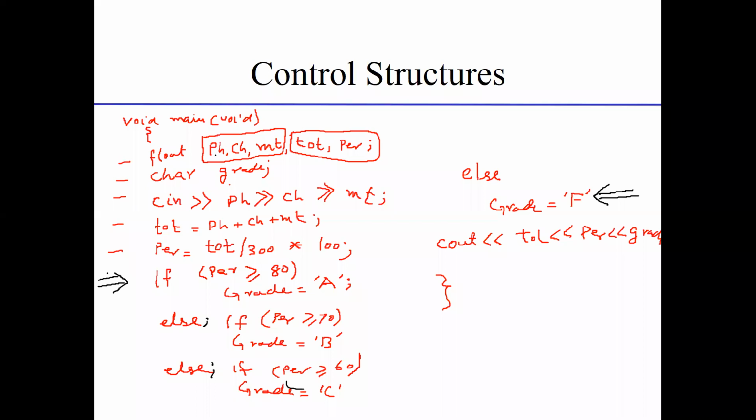Marks in physics, a variable pH is created, ch is created, mt is created, and 2 more variables are required, which are total and percentage. There is no rectangle over there. If you are confused by these 2 rectangles, there is no rectangle. This is one complete line.